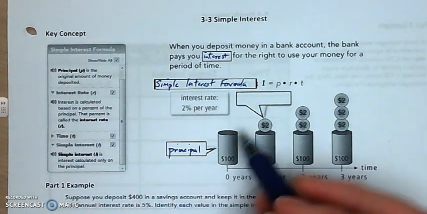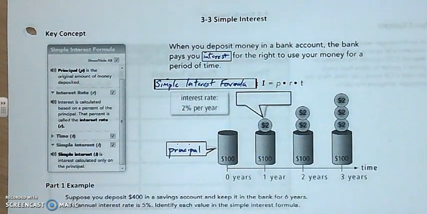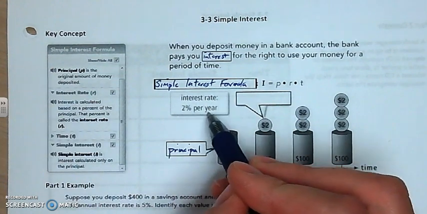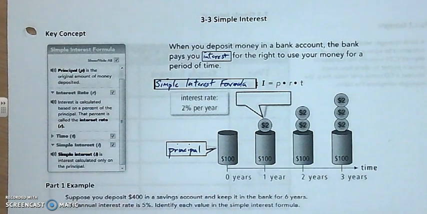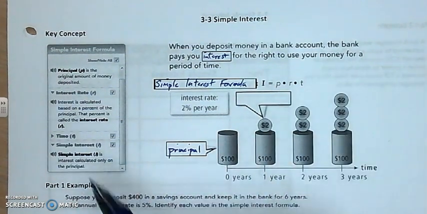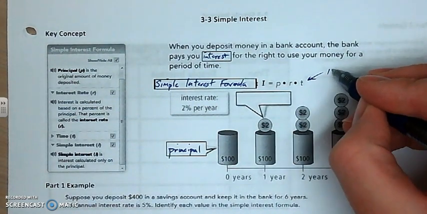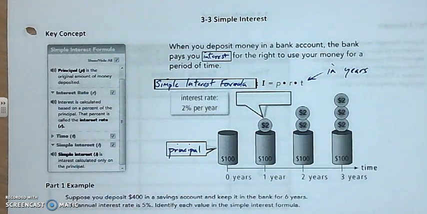That's the principal. R is the interest rate. That's the interest that you will earn as a percent. So they're saying that we will earn a 2% interest rate every year. So we're going to earn 2% of $100 every single year. And then T stands for time. And time is always going to be in years. In years. That's really important to remember.